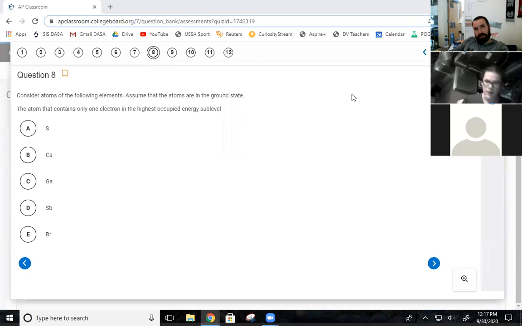So we're running with this question. Consider atoms in the following element. Assume that the atoms are in the ground state. Sc, Ga, Sb, Br.